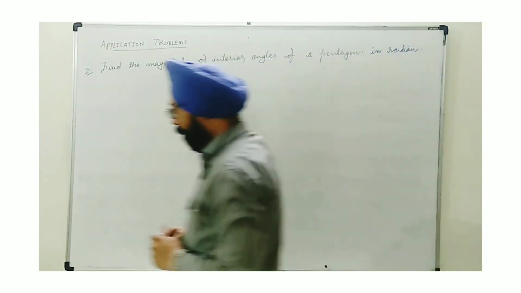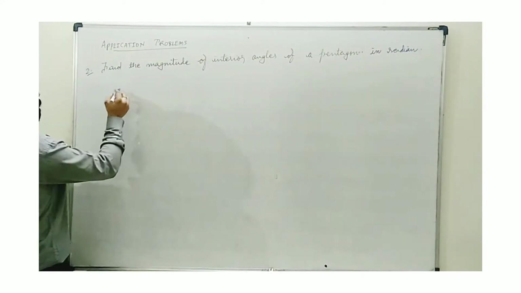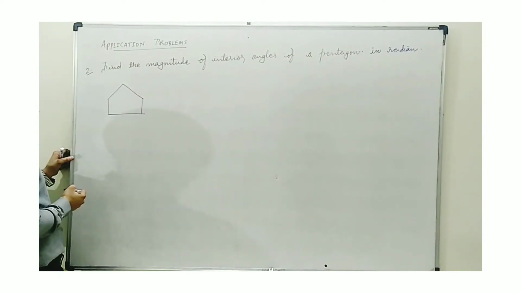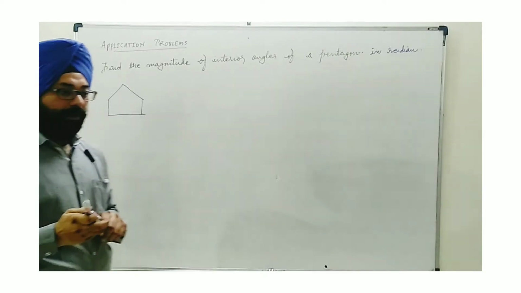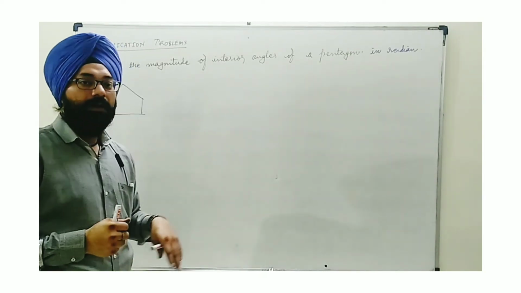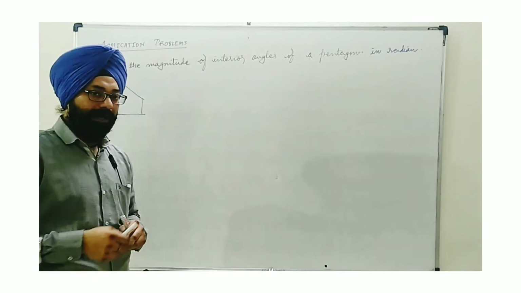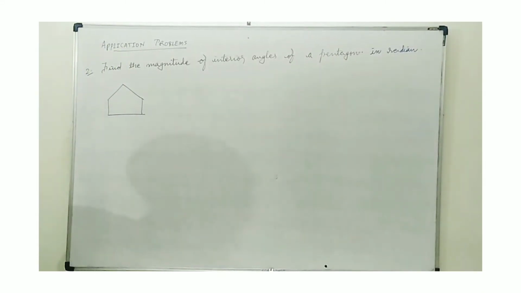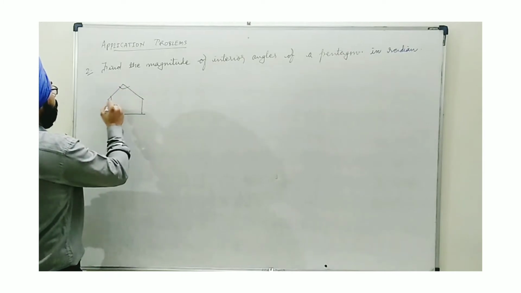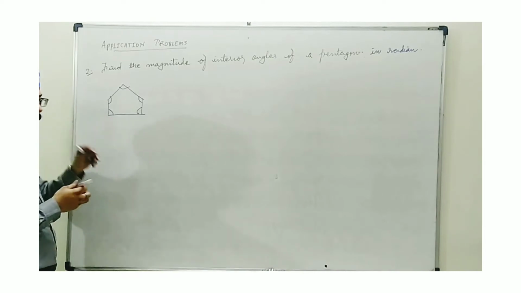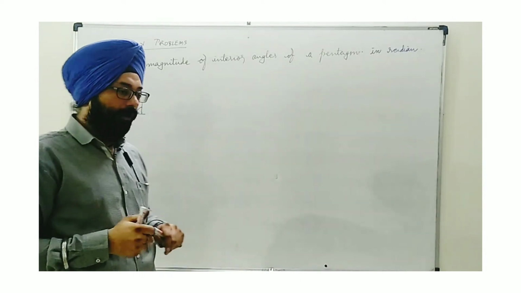The other thing we will use here: pentagon, a 5-sided polygon. If I say regular pentagon, then obviously all angles are equal. So here we are asked to find for a regular pentagon the interior angle measure. Now let me tell you, if we discuss a pentagon, then there are 5 interior angles, 5 exterior angles, 5 sides and 5 vertices.